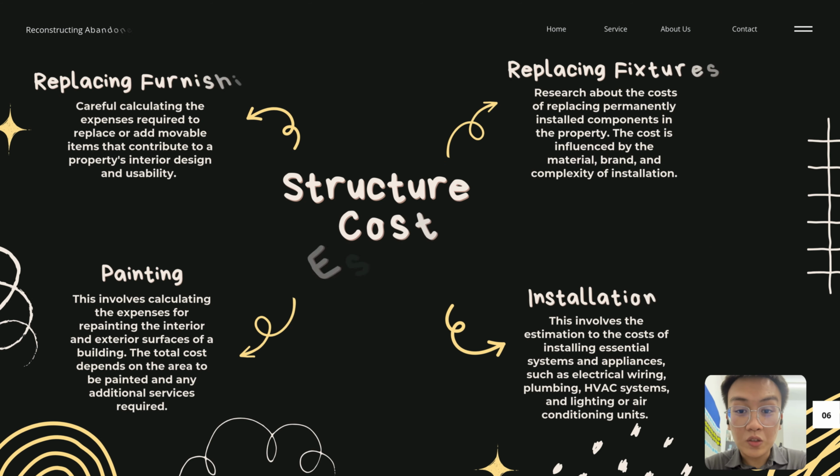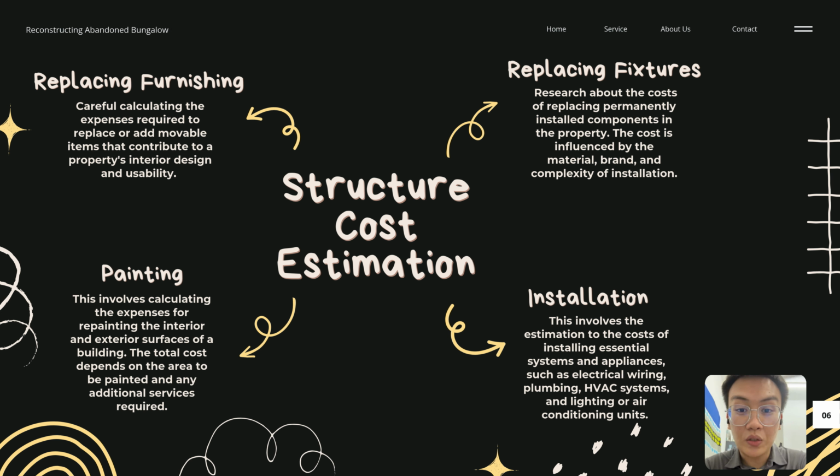So good day to Dr. Fuad. I'm Chong Ming, and now I will continue with the structural cost estimations for reconstructing an abandoned bungalow. The cost estimation has been categorized into four categories. First is replacing furnishings, which includes calculating the expenses required to replace or add movable items that contribute to a property's interior design and usability.